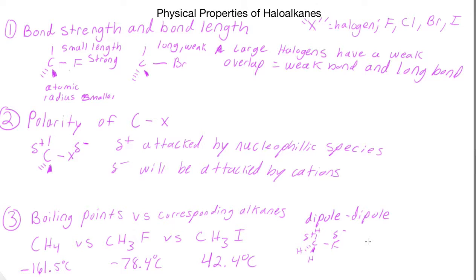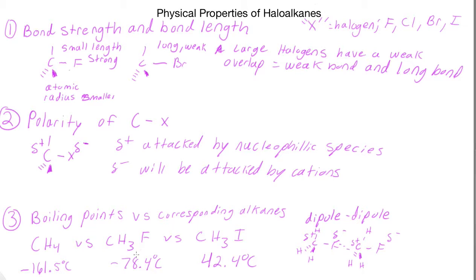So let's draw another molecule, because in the liquid state we have all these molecules around. So we have another, I'm going to draw the carbon here. Hydrogen, hydrogen, delta plus, and hydrogen and fluorine, delta minus. Now this delta plus will be attracted to this delta minus, so I'll draw a little dashed line to indicate an intermolecular force, and that is why the CH3F has a higher boiling point than CH4. It's because of those dipole-dipole interactions.